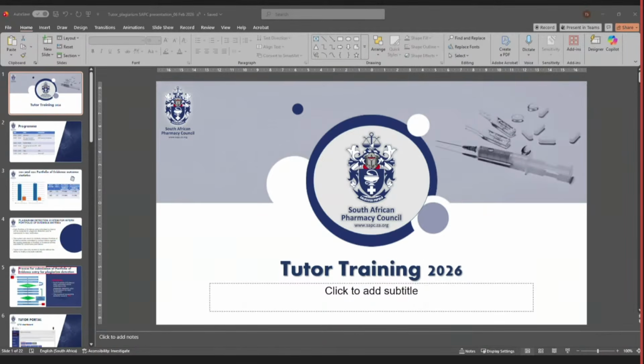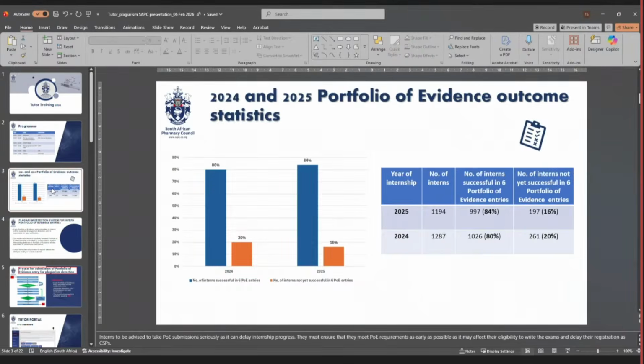Good morning once again, tutors. So we are going to do the last part of this workshop. That's the second presentation. This presentation is basically targeting the new tutors who are tutoring interns for the first time.